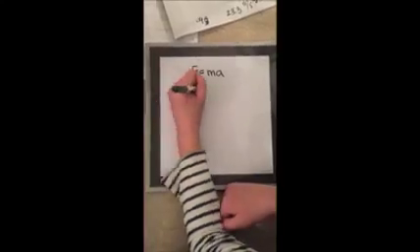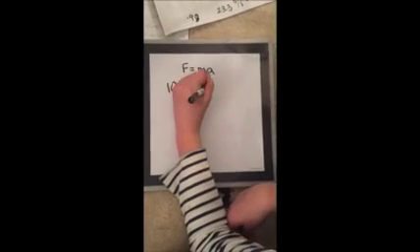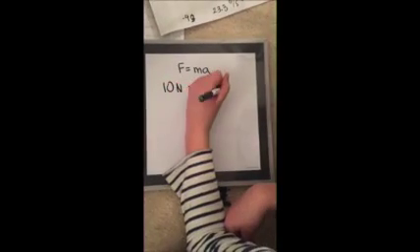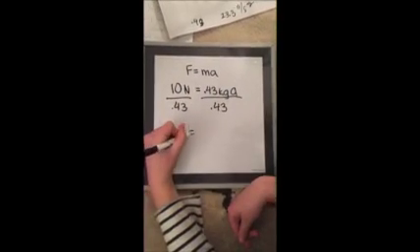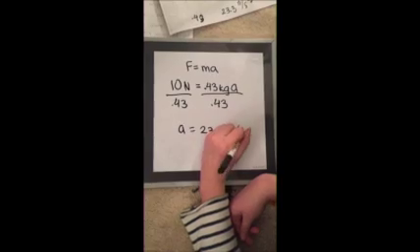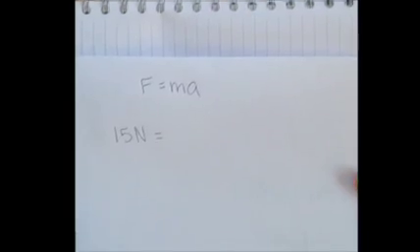We must use the equation F is equal to ma. Since the mass of the football is 0.43 kilograms and the force that is being applied to it is 10 newtons, you can find the object's acceleration, which is equal to 23.3 meters per second squared.